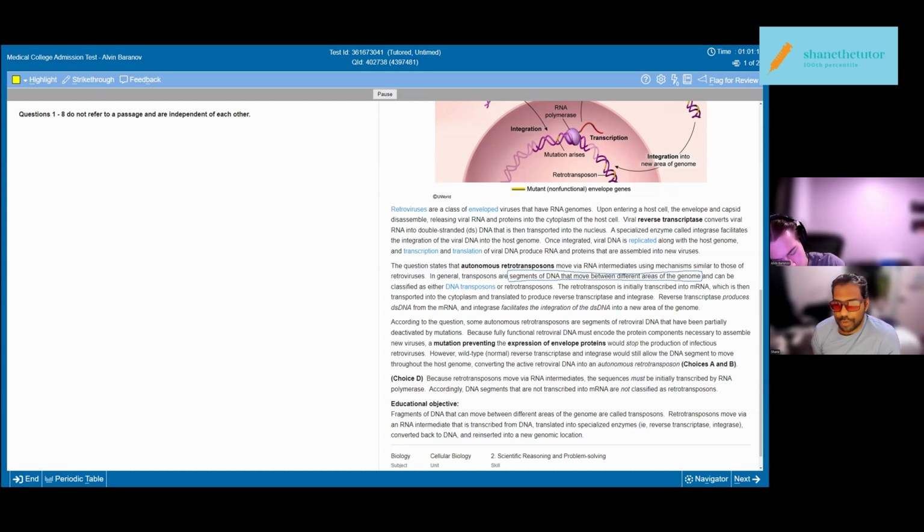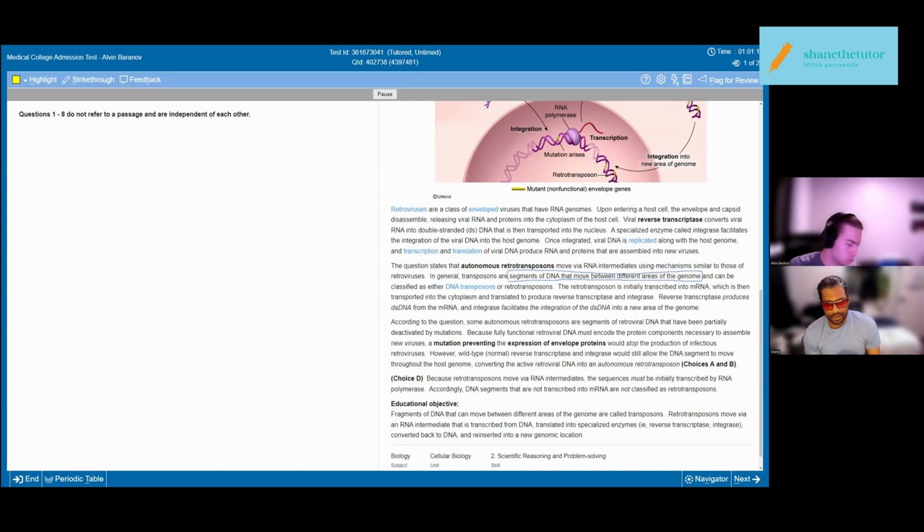The retrotransposon is initially transcribed into mRNA, which is then transported into the cytoplasm and translated to produce reverse transcriptase and integrase. Reverse transcriptase produces the double-stranded DNA from the mRNA, and integrase facilitates the integration of that newly produced double-stranded DNA into the host cell genome. And then they say that some of these autonomous retrotransposons are segments of retroviral DNA that have been partially deactivated by mutations. Because fully functional retroviral DNA must encode the protein components to assemble new viruses, a mutation that prevents the expression of envelope proteins would stop the production of infectious retroviruses.